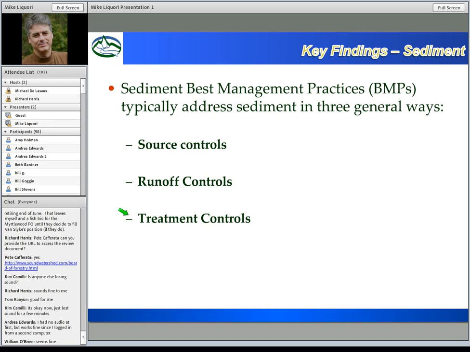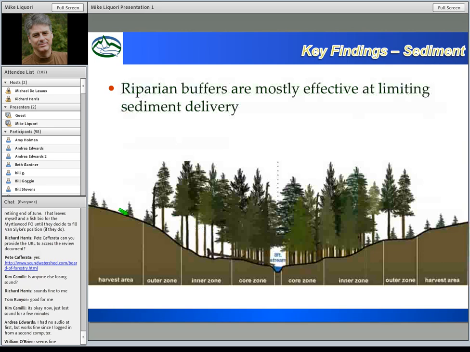And then the least effective and most costly are typically treatment controls. These are the ones where we've already got the sediment entrained in the channel or in the water column, and you're trying to filter it out before it gets into the stream, and that's by far the most complicated. So generally speaking, riparian buffers tend to fall into this runoff and/or treatment control category. You're generally better off trying to get stuff at its source.